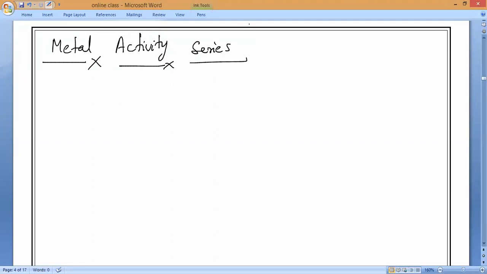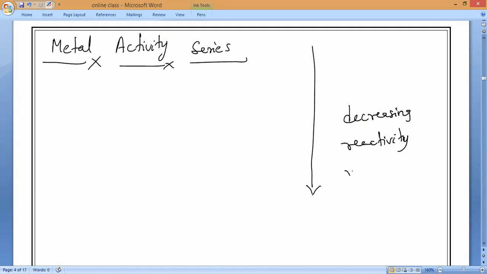Metal activity series means some selected metals have been arranged downwards in a vertical column based upon decreasing reactivity nature. How have they been arranged, guys? Based on decreasing reactivity nature. So that is what we call the metal activity series.